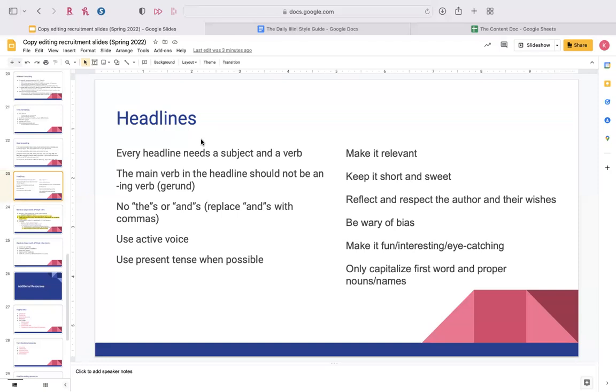You should always use active voice. Try to use present tense. Past tense can work in the right context, but in general, try to keep it present because it makes the most sense for the story. More general things are that it should be relevant, reflecting what the story is trying to talk about. It should be short and sweet because it's the first thing a reader is going to see, and it should catch their attention.